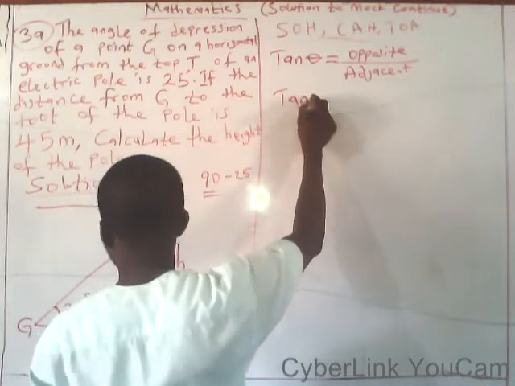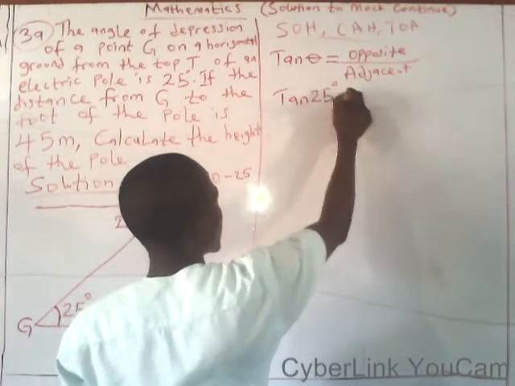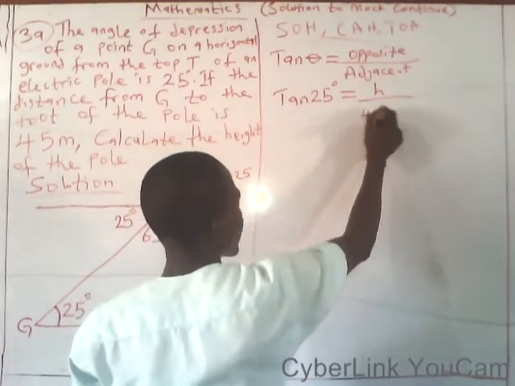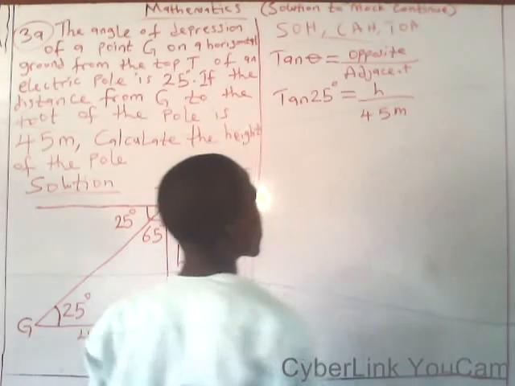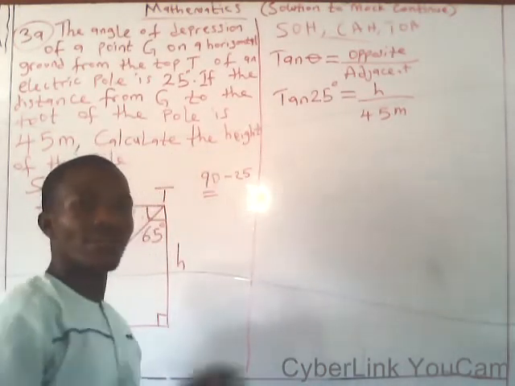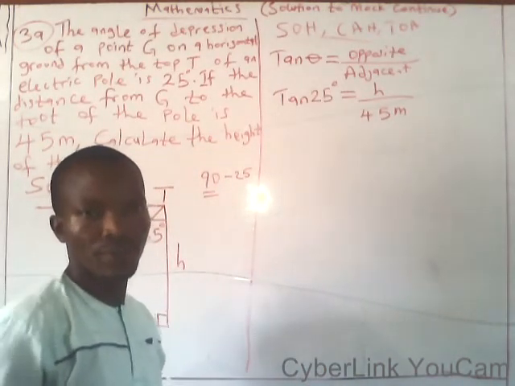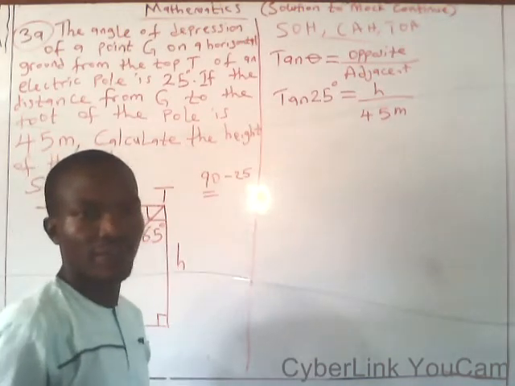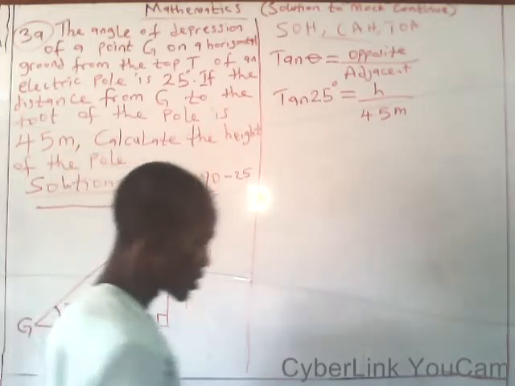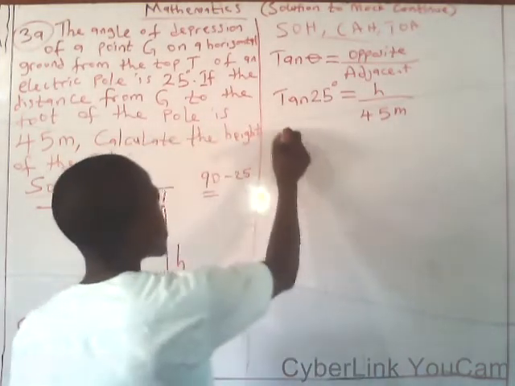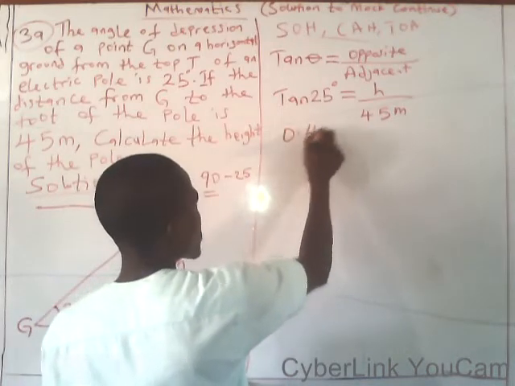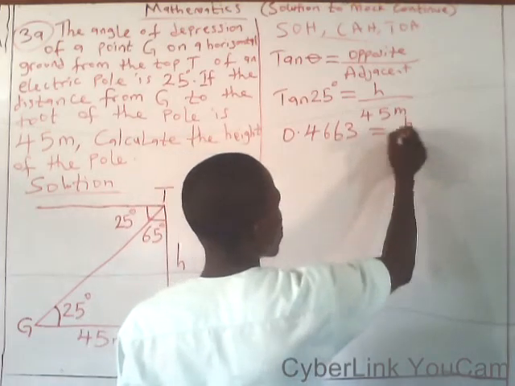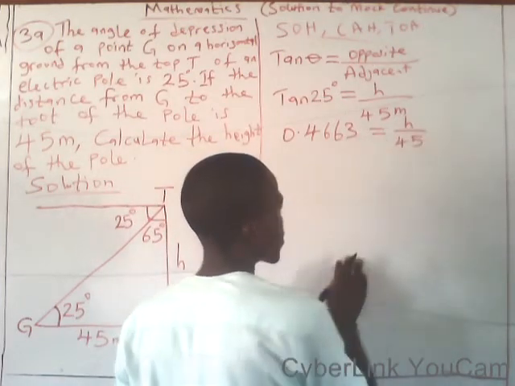Our tan 25 degrees is equal to h over the adjacent, which is 45 meters. Now, if you check your four-figure table very well, what is tan 25? From your four-figure table, you are going to notice that tan 25 is 0.4663, which is equal to h over 45 meters.